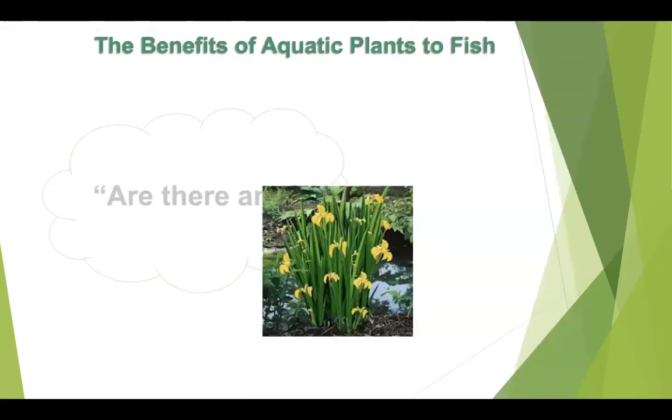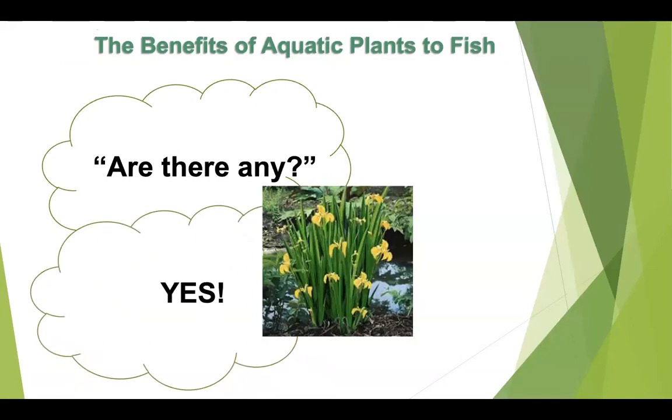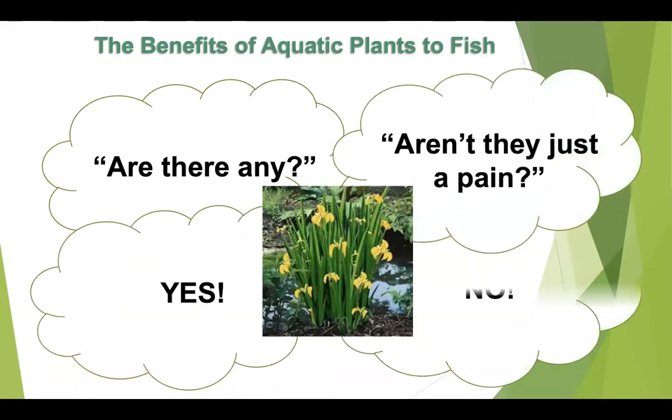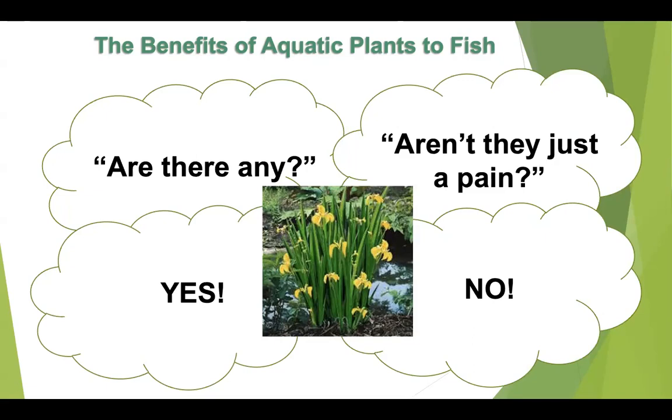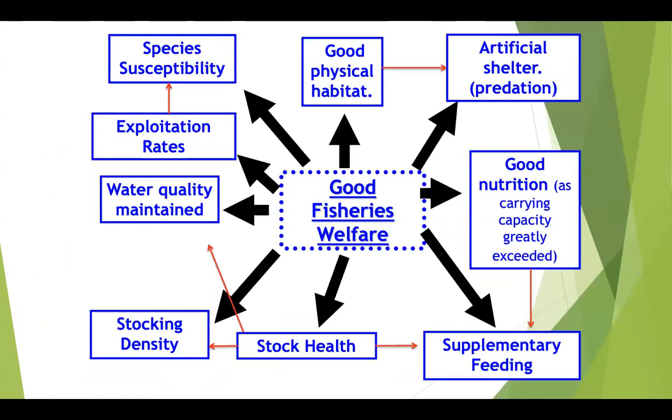So, benefits of aquatic plants. Are there any? Yes. Aren't they just a pain? No. So let's have a look at some of the benefits of having aquatic plants in our waters. This is a diagram that we use for a lot of our workshops, and at the centre here is good fisheries welfare. We want to promote good fisheries welfare, and you can see all of the things here that we need to be concerned about for improving and providing a suitable habitat for our fish.